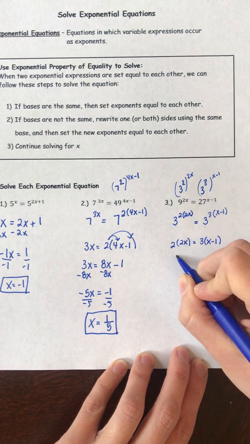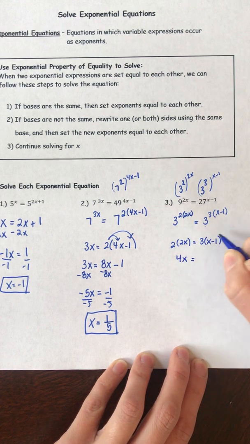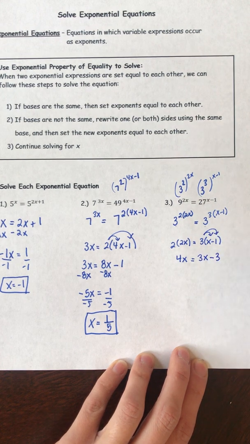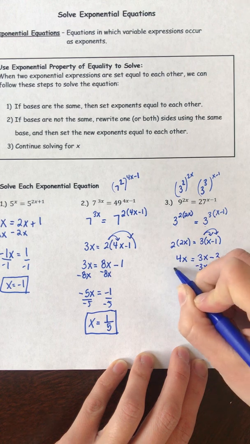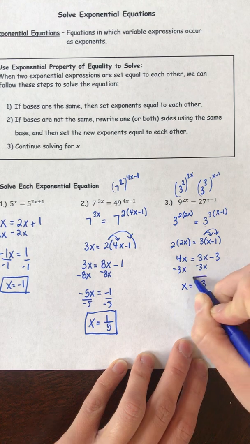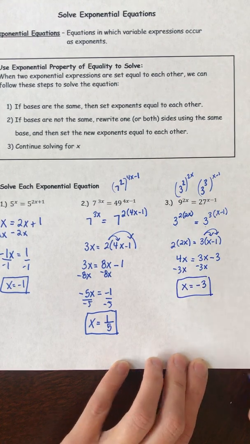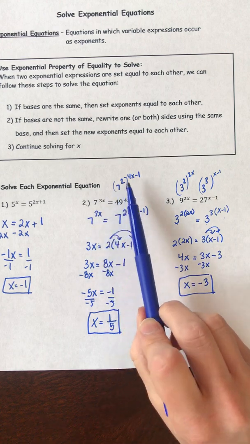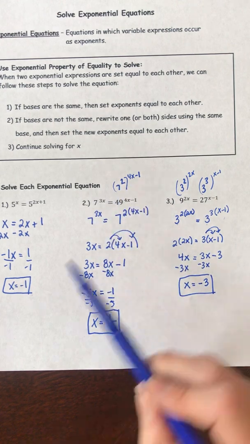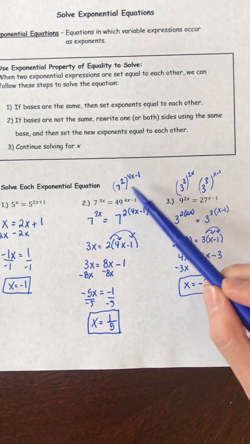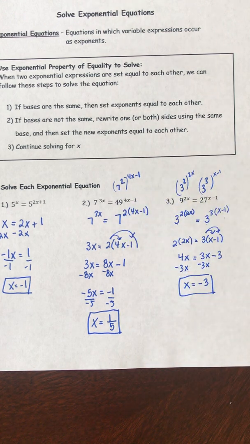So 2 times 2x is 4x. Make sure you distribute. Okay, 3 times x is 3x minus 3. If I subtract 3x from each side, I get x equaling negative 3. Okay? So just be careful when you are rewriting at this point that you multiply the new exponent with the original exponent. Do not take that exponent to the next exponent. Remember, power to power means you multiply.